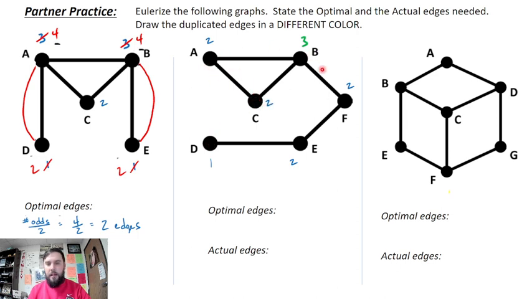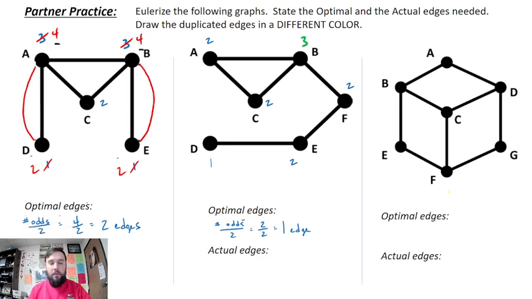So looking at my odd vertices, B and D are my 2 odd vertices. So ultimately, 2 divided by 2, I just want to duplicate 1 edge. Okay, ultimately, I've got to pair this 3 up to that 1.